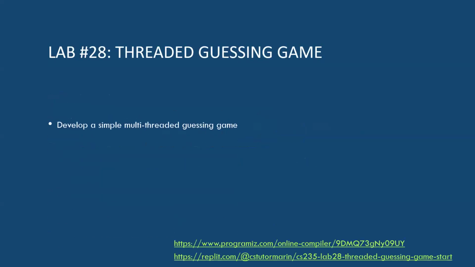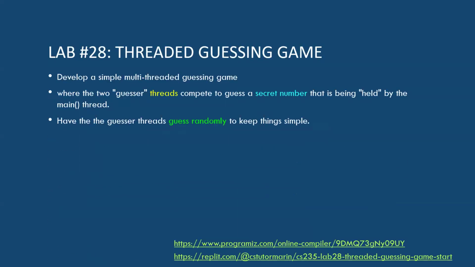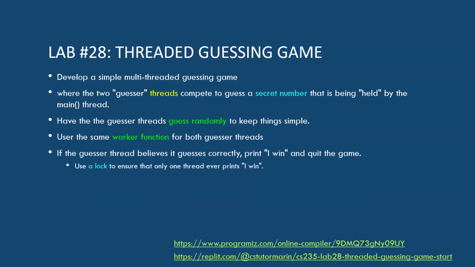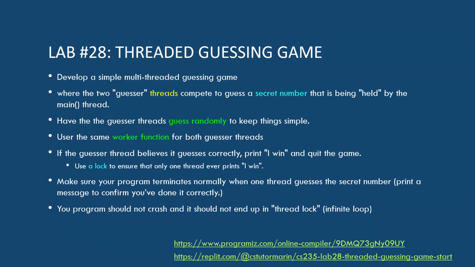So our lab today is not too hard at all. Really, it's just we have 2 guesser threads. So our worker function is a guesser thread trying to guess a secret number. And the secret number is like our inventory. It's being held by the main thread. So our guesser threads are just going to guess randomly and then report whether they guessed or they didn't guess. And they've got to know whether the game is over or not, right? So we're going to need to know whether or not somebody already guessed the number. So we're going to need a game over kind of flag as well.